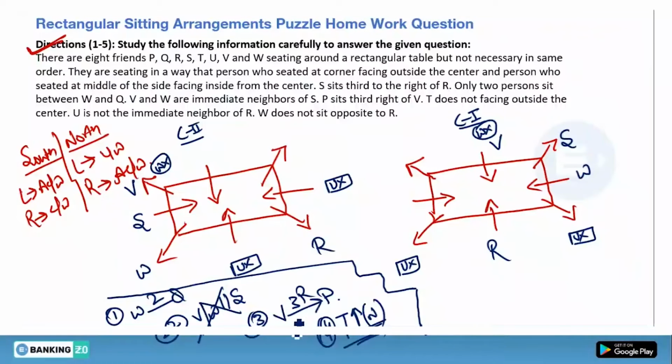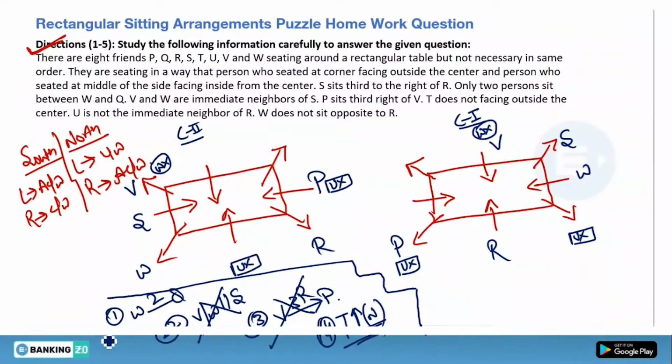Now we will pick the third one, that is from V, third right is P. V is over here and V is facing outside, and third right means clockwise side. In case of south, clockwise is right, so 1, 2 and 3, P will come over here. Now in this case V is facing inside and we have to put P on the third right of V, so anti-clockwise is right side if the person is facing inside, so 1, 2 and 3, P will come over here. So this hint we have used completely.